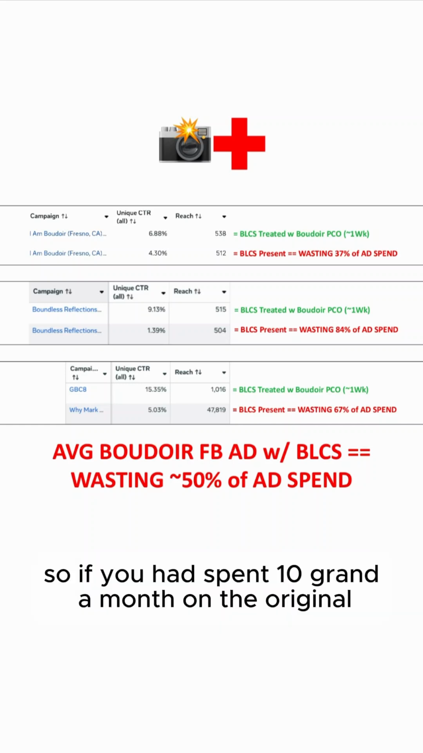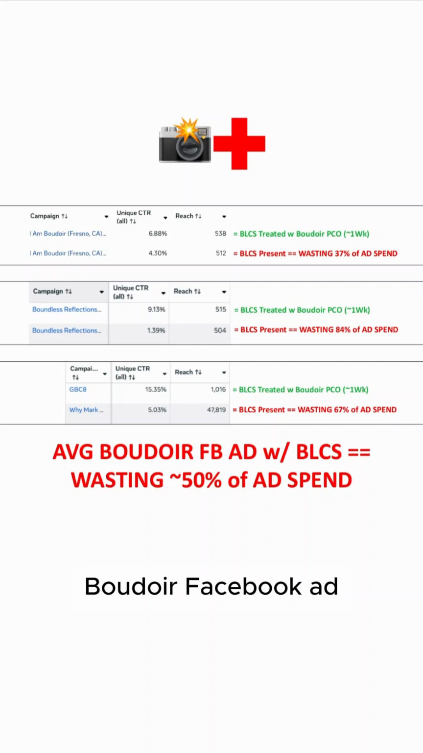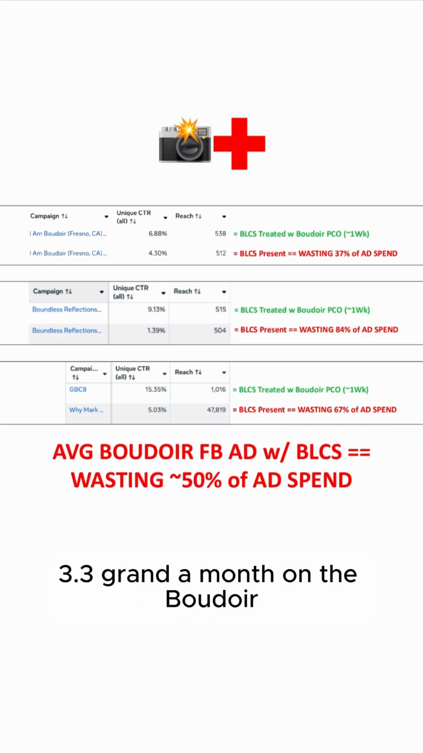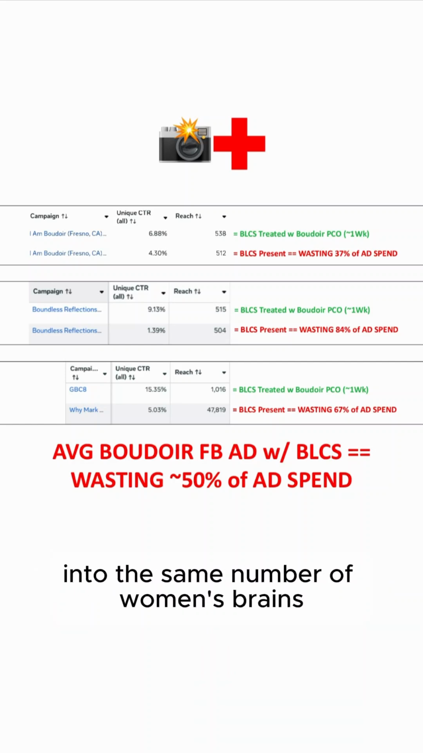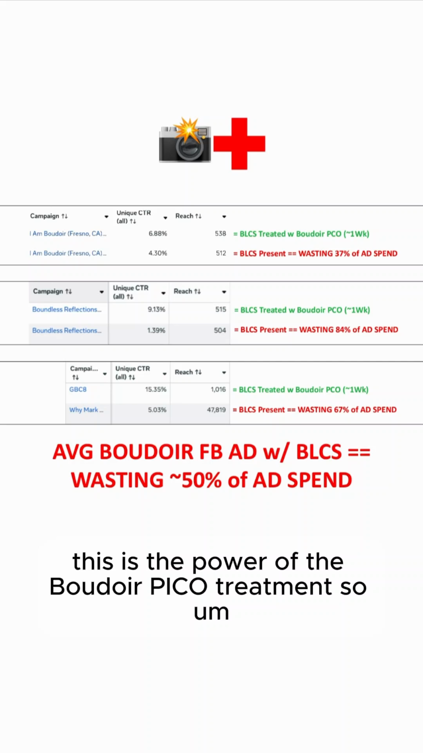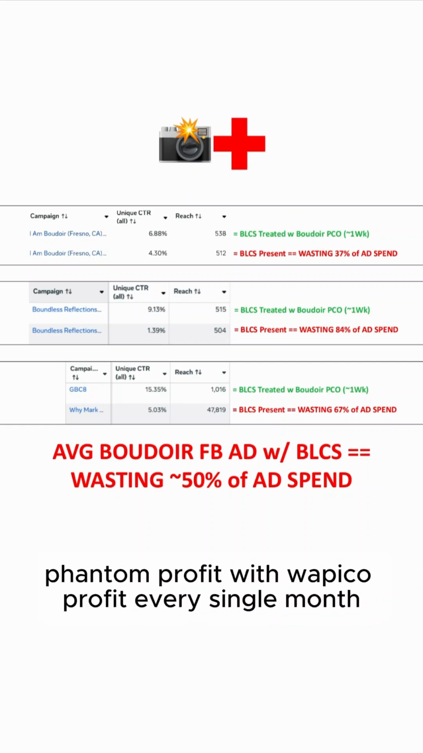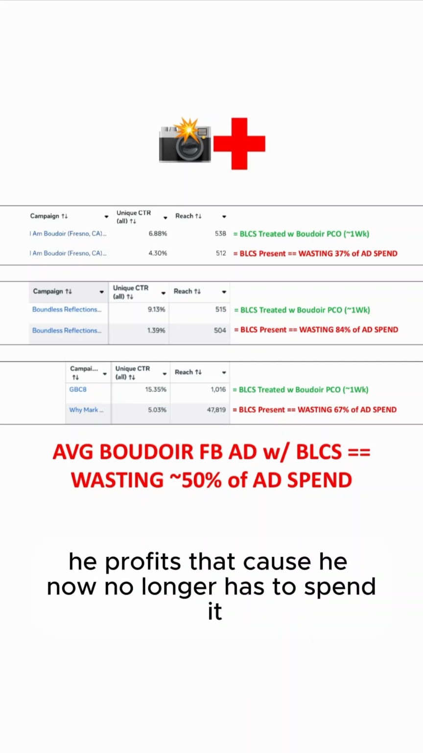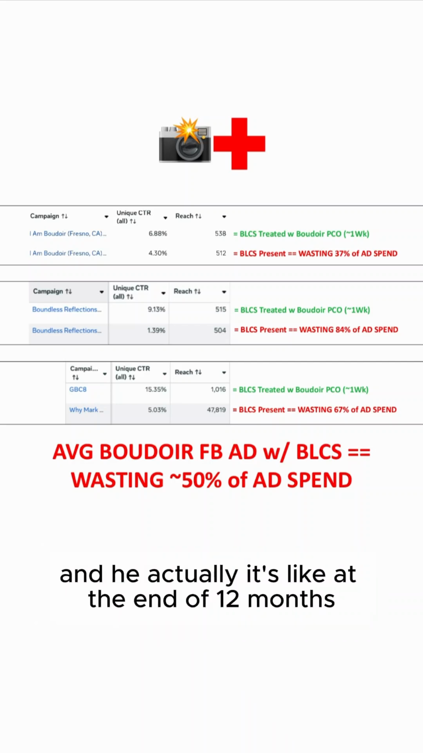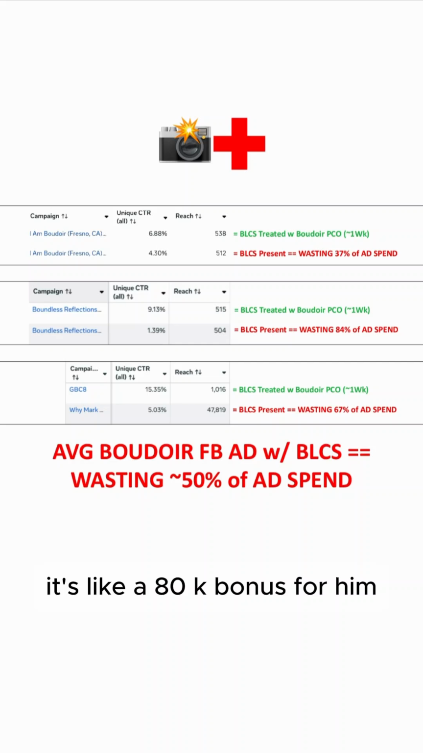So if he had spent 10 grand a month on the original Boudoir Facebook ad, now he only needs to spend 3.3 grand a month on the Boudoir Pico treated ad in order to get it into the same number of women's brains. This is the power of the Boudoir Pico treatment. And that difference, $6,700, he no longer has to spend. He pockets it. Phantom profit, Boudoir Pico profit. Every single month he profits that because he no longer has to spend it. And at the end of 12 months, it's like an 80K bonus for him.